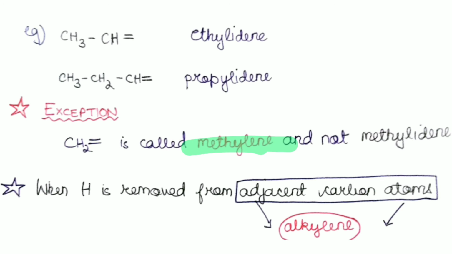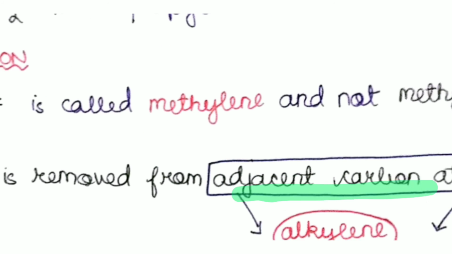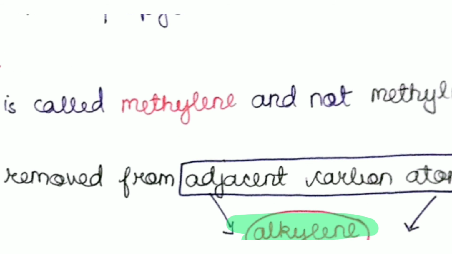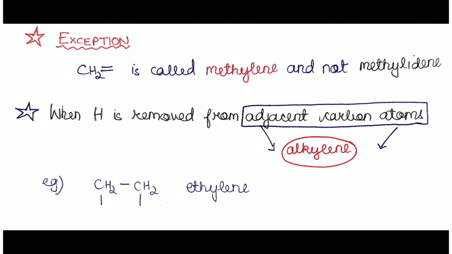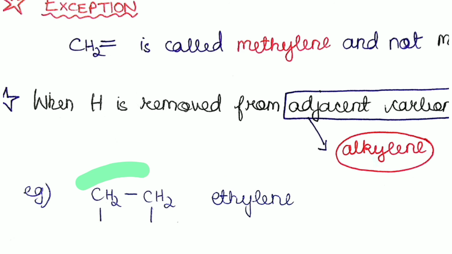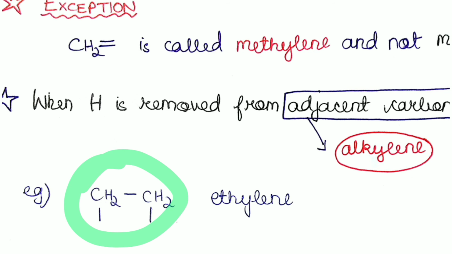Always remember that, guys. And when you remove a hydrogen atom from both of the adjacent carbon atoms, that is, you simultaneously remove hydrogen atoms from two carbon atoms that are adjacent to each other, then what will you call such a substituent? Such a substituent will be called alkylene. An example for this we have here is ethylene. We can see that 2 hydrogen atoms have been removed from the adjacent carbon atoms. Such a substituent will be called ethylene.